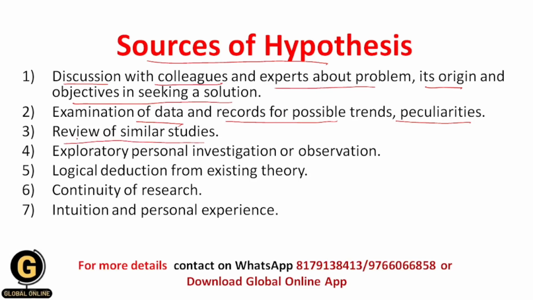Then review of similar studies. In the previous video we have seen the review of literature. Whatever existing work is available, we review that work which is similar to our current research study, and by reviewing those things we can also reach our hypothesis. Next is exploratory personal investigation or observation. It means that whenever we personally investigate or personally observe some facts, then based on that also we can reach the hypothesis.